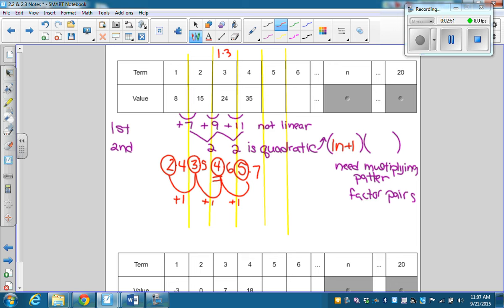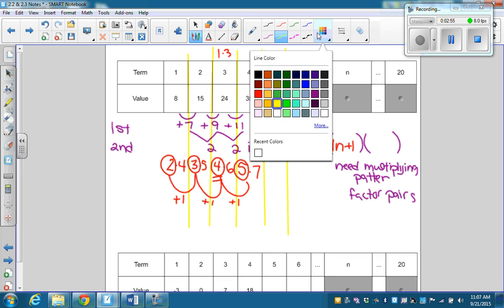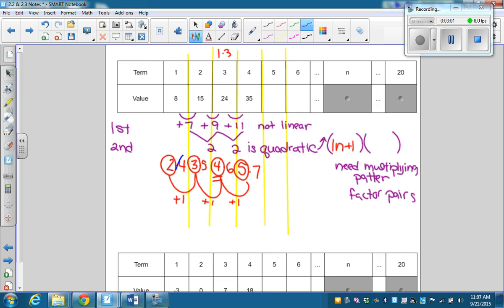Now I want to get numbers in the blue triangles. So I want the 4, the 5, the 6, and the 7. There's still a difference of 1. That's not always going to happen, but right now it happened.